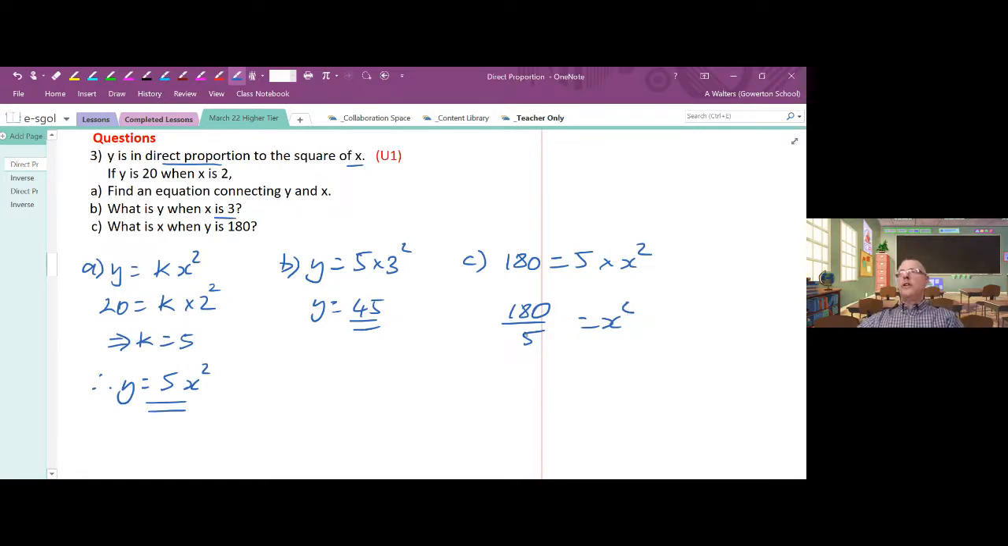Not as bad as you think. You could divide that out. You could do 5 into 180 and you get 36. So 36 equals x squared. And once again, like I said in one of the questions above, we can have 2 answers. x is 6, the square root of 36. It can also be minus 6. And if we miss the minus, I'm afraid you get it marked wrong. There's 2 answers. Okay. Question 3.